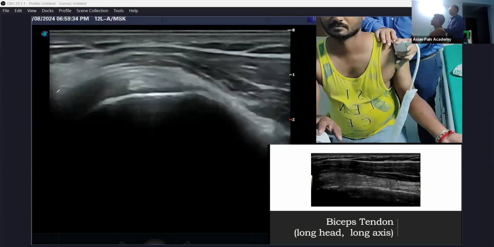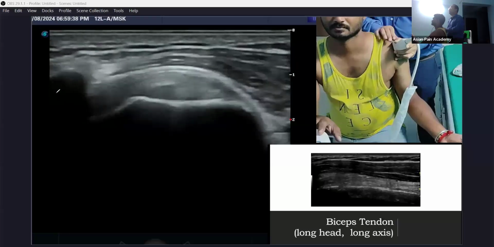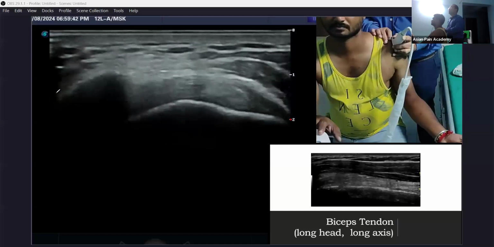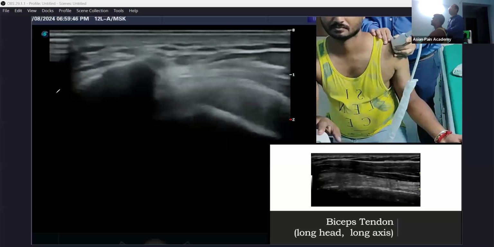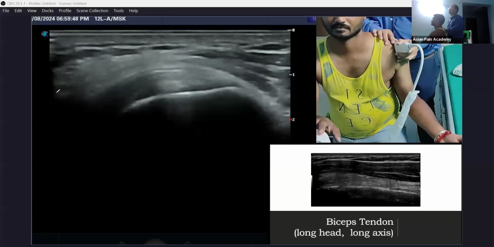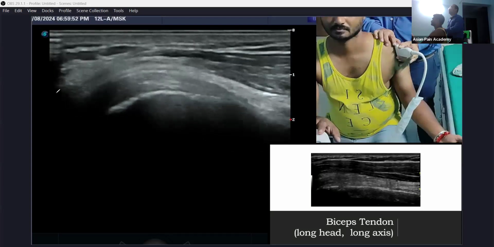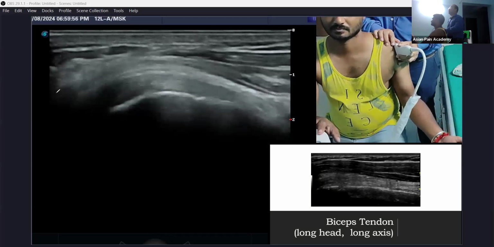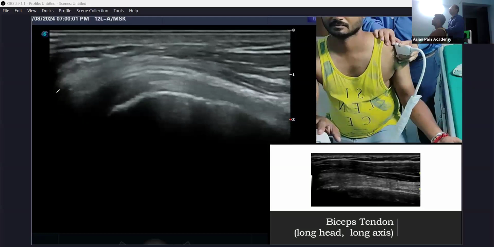Okay, now I can go, so you can see it is going. So here up to this much we can see. After that we cannot see where it joins. This is the bicipital tendon, biceps tendon, long head of biceps tendon. I think everyone can see, no?